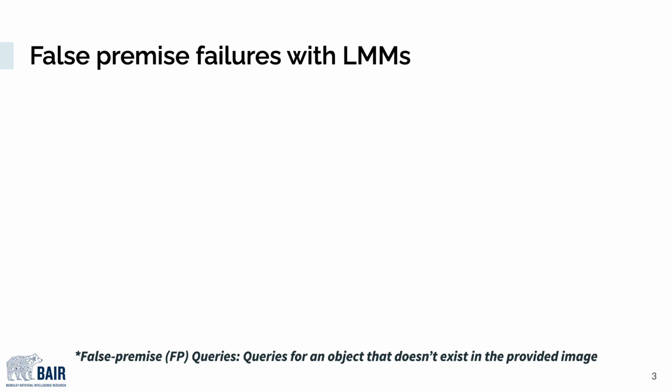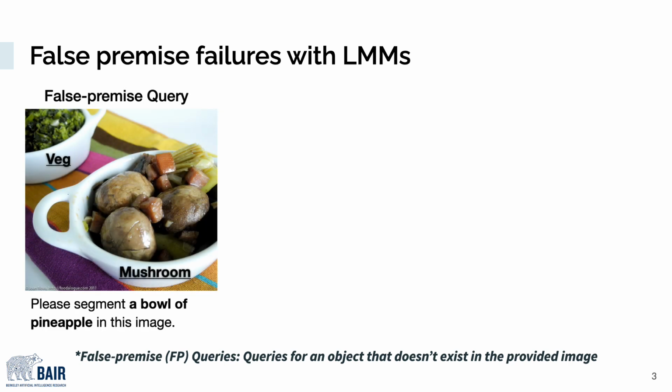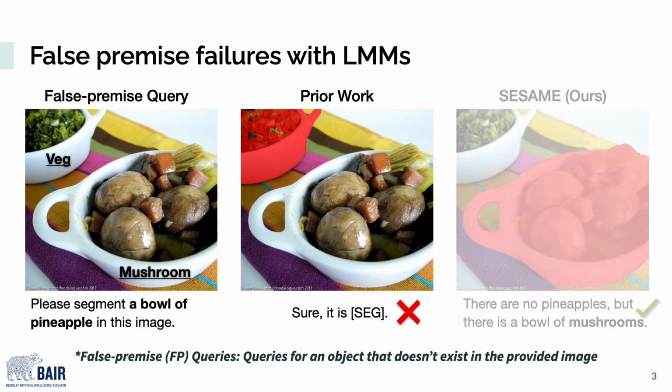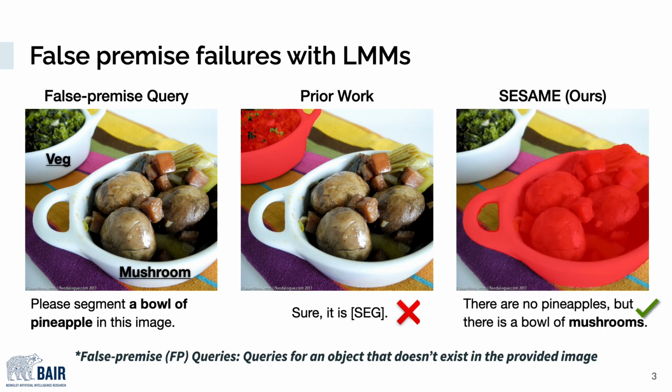However, we found that these models often struggle when fed with false premise queries, i.e., objects that don't exist in an image. For example, if you ask them to find a bottle of pineapple, traditional methods will still tend to produce a hallucinated mask that's obviously not what we want. To address this, we develop a new method called SESAME that not only rejects these incorrect queries, but also provides valuable feedback by correcting them and generating a segmentation mask.